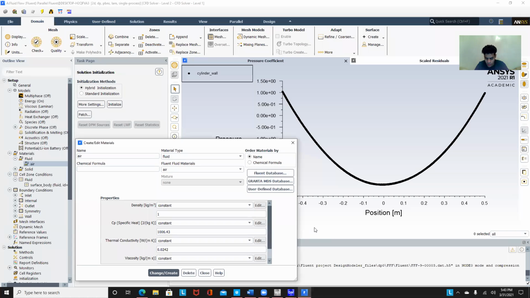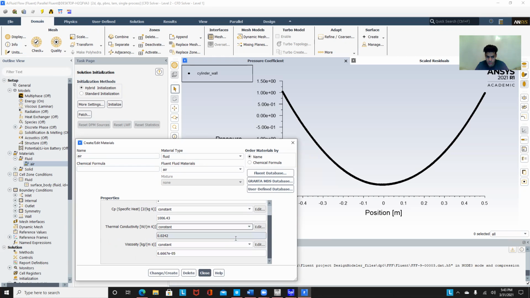If I use my Reynolds formula, I have that velocity of 10, density of 1, the diameter of 1, divided by our viscosity, which is 6.667 times 10 to the negative 5. So this is what I'm getting here. I'm getting 149,999, which is basically 150,000.